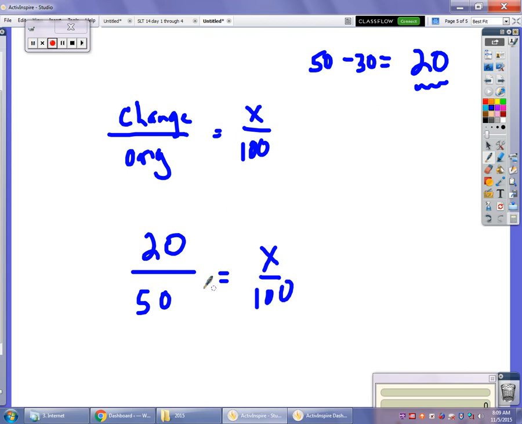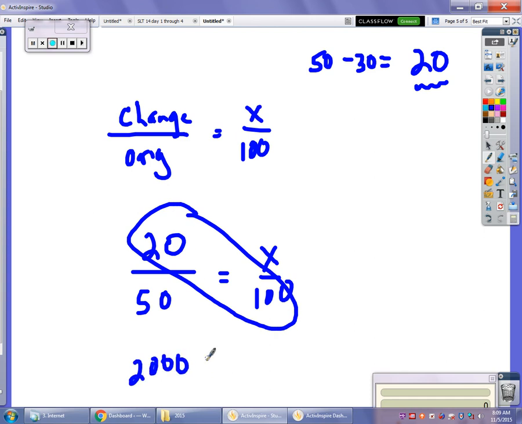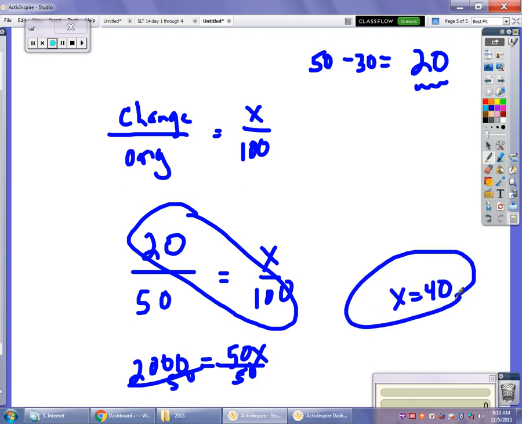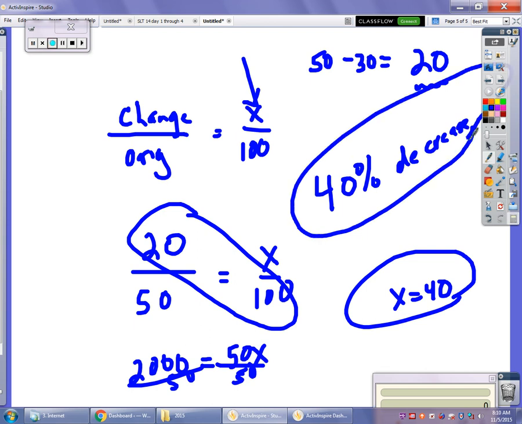And this is going to get us the percent of change. So I'm going to cross multiply, just like we did before to solve the proportion. 2,000 equals 50x. And when you divide both sides by 50, 2,000 divided by 50 is 40. So x equals 40. Well, we don't need to add or subtract this to anything. This is our answer, what we have over 100. So that means there's a 40%. This represents, if you go from 50 to 30, a 40% decrease in the number of students.